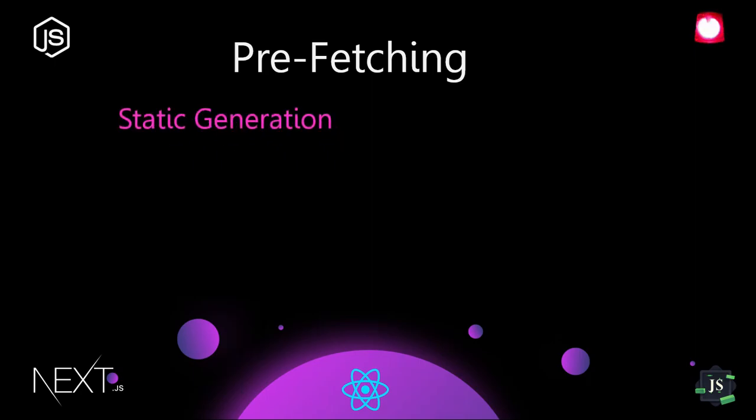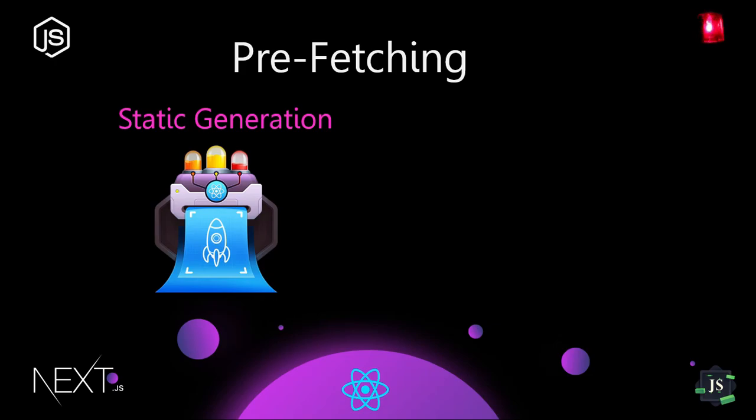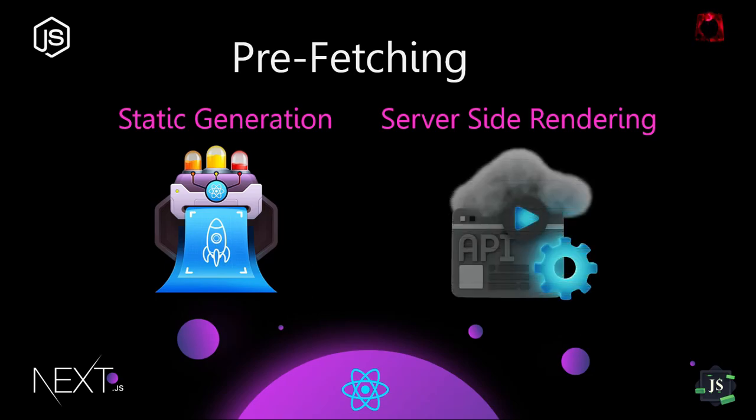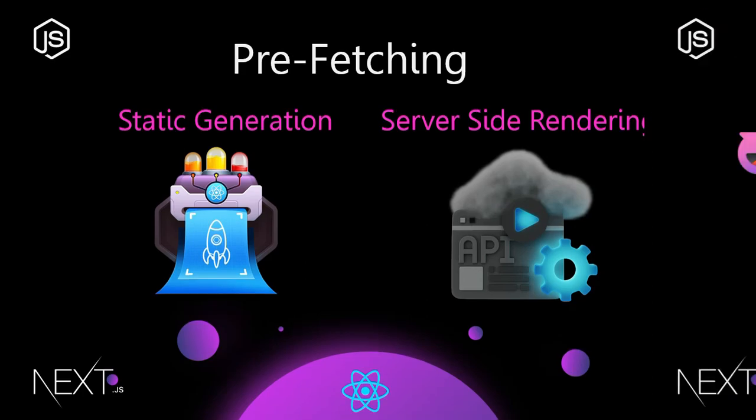It has two methods: static generation. Static generation is a technique where we generate your web pages at build time, and they will be reused on each request. Now let's talk about server-side rendering, which is another prefetching method. It generates your web page on each request. This request depends on your APIs and much more.